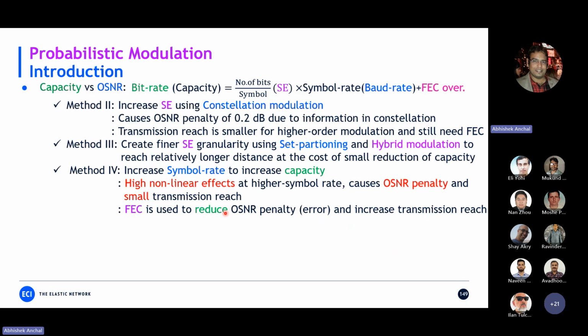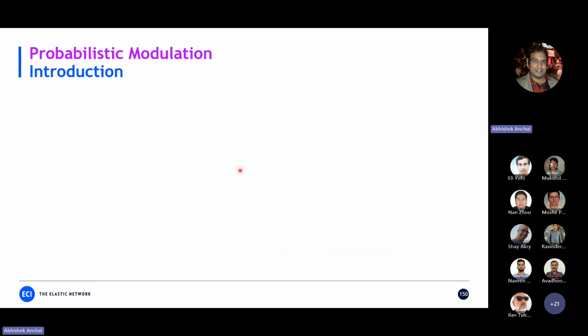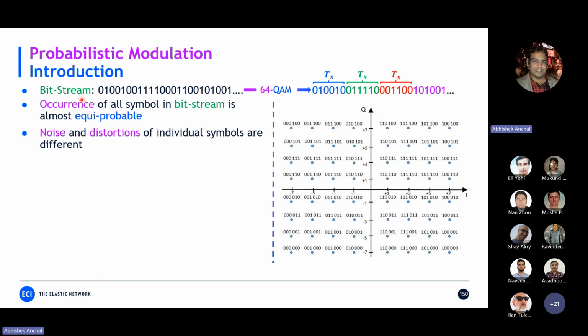So then we move to a new modulation format, which is used in most of the new modules, called probabilistic shaping or probabilistic modulation. What it does basically is increase the data rate by increasing the symbol rate. If you increase the symbol rate, it will increase the data rate, but without causing additional OSNR penalty or an increase in FEC overhead. So with a similar FEC overhead, it can still increase the symbol rate and continue the same OSNR penalty or even reduce the OSNR penalty. What it does actually, we'll see in the next slide. Okay, so usually this is the way to transmit a signal.